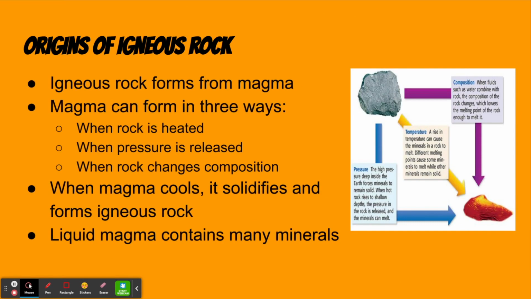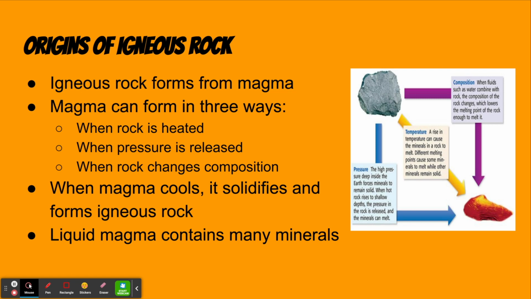All right, so origins of igneous rock. Igneous rock forms from magma. Magma can form in three different ways: when rock is heated, when pressure is released, or when rock changes composition. You can see the diagram over to the right.